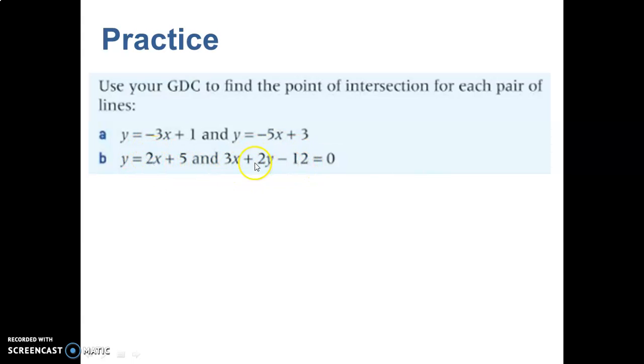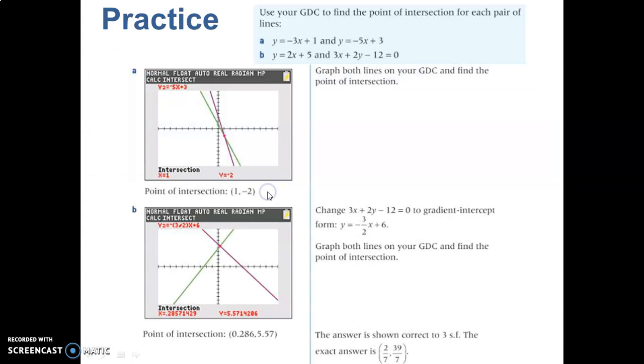Well, you cannot enter an equation like that in your calculator, so this one you will have to rearrange to look like this. So from general form to gradient intercept form. And then you can plot them both and find the intersection point. So let's check. For the first one, the intersection point was 1, -2, and for the second one it was 0.286 and 5.571.